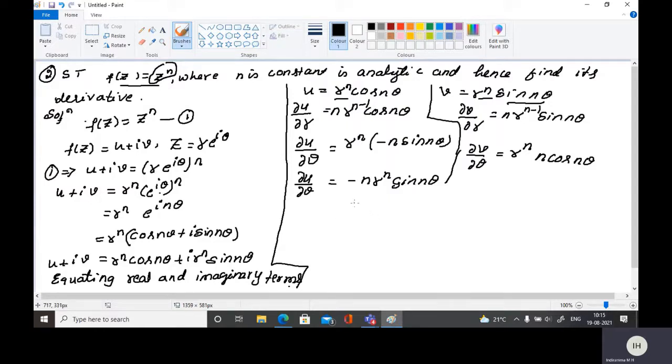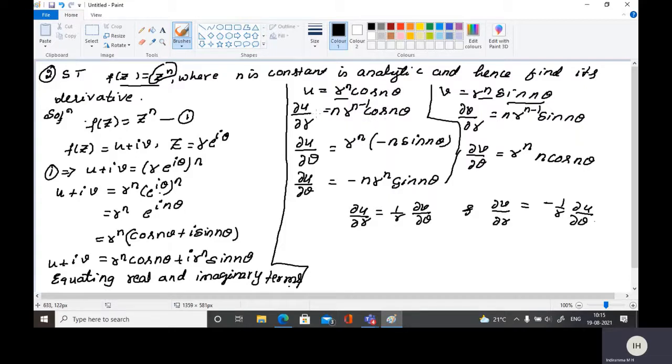What are our CR equations in polar form? ∂u/∂r is equal to 1/r into ∂v/∂θ, or r u_r is equal to v_θ, and ∂v/∂r is equal to minus 1/r into ∂u/∂θ. We have to check whether these two equations are satisfied by these derivatives.